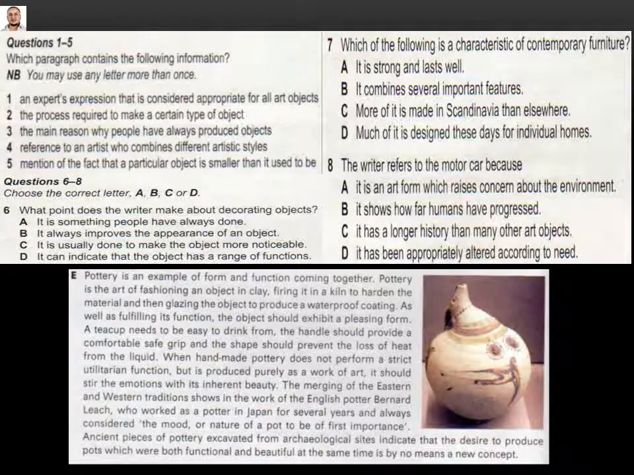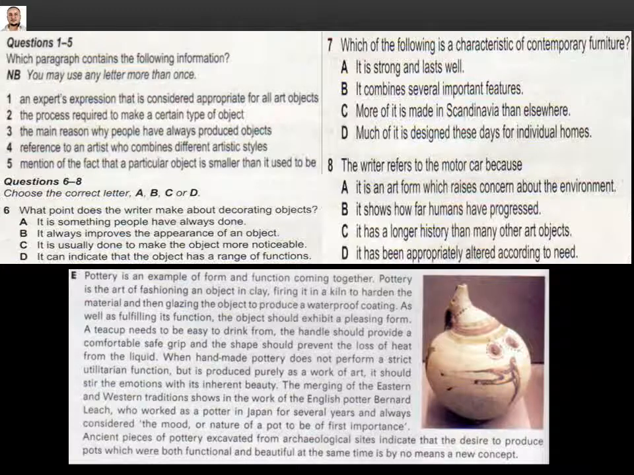Number 4 refers to an artist who combines different artistic styles. Yes, we already have it. I've read it in the middle, or in the 3rd part. Just a second, let me look for the name. Okay, here. 1, 2, 3, 4, 5, 6, 7, 8, 9.